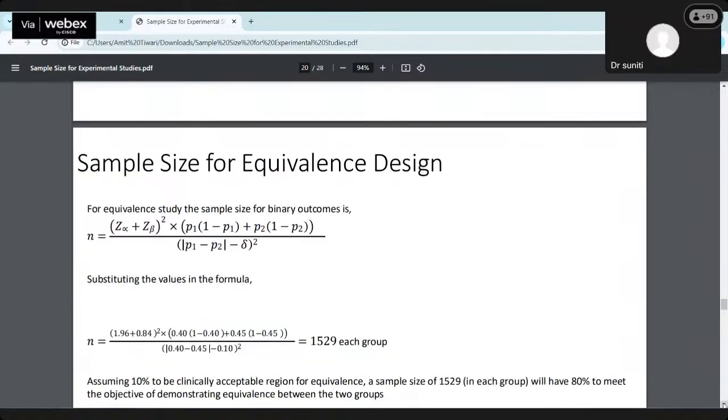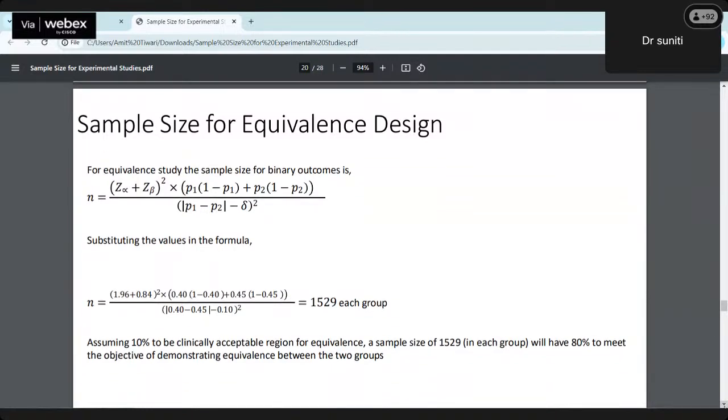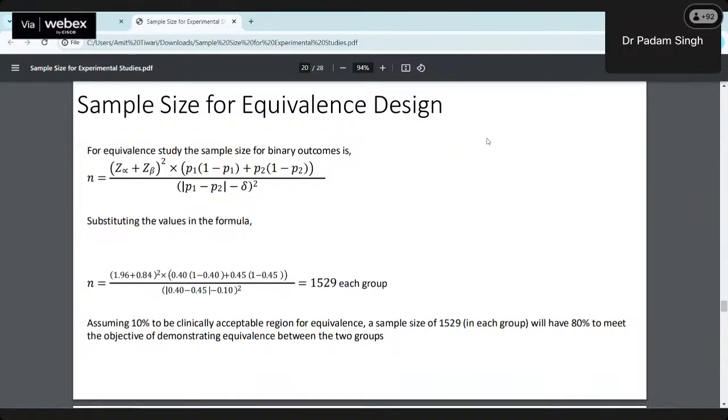Next. Now this is the formula. The numerator in the formula remains the same. Denominator में absolute value of (P1 minus P2) minus delta, whole square. If the difference between P1 and P2 is within the delta, it will be taken as equivalence. I have substituted the values of Z alpha, Z beta, P1, P2 and all that. The sample size, please see, it comes out 1529.